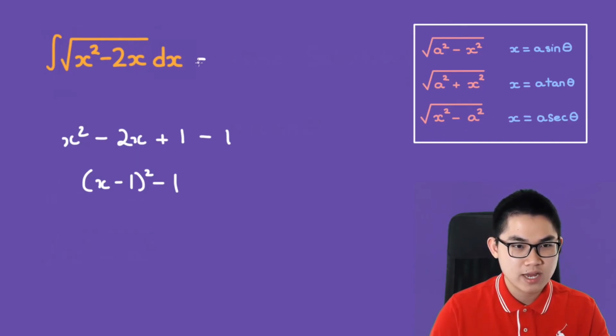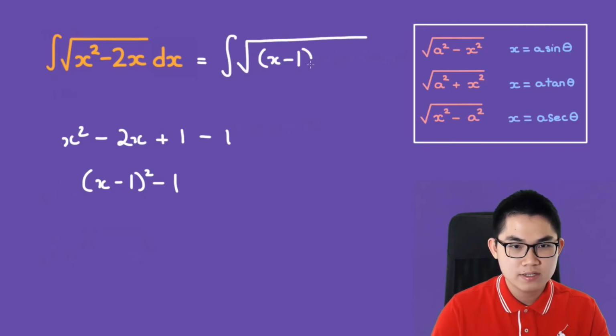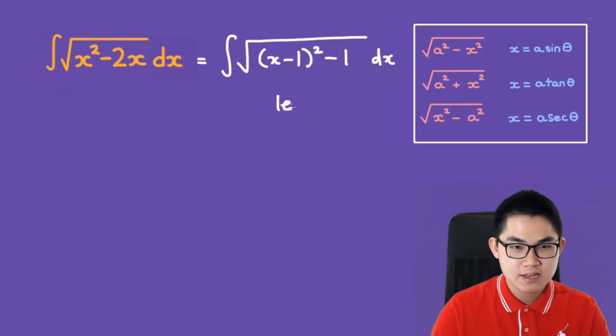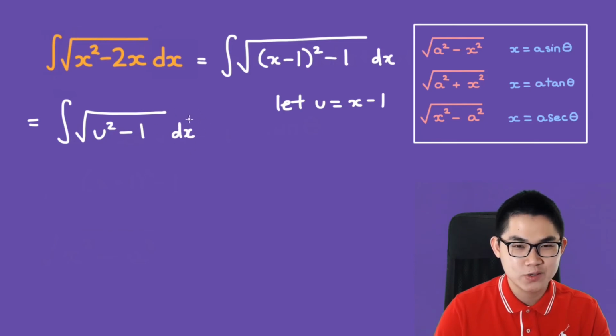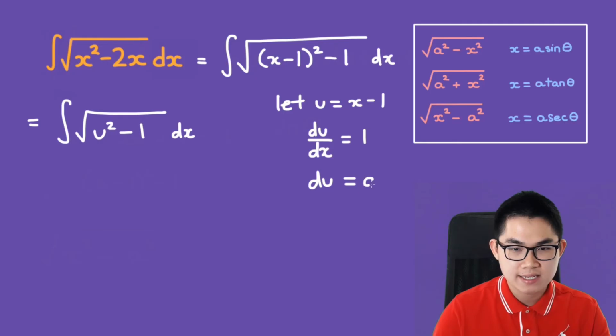So let's go ahead and do that. We have the integral of x minus 1 to the power of 2 minus 1 dx. Then let u equal x minus 1. We have the integral of the square root of u squared minus 1 dx. And we have to convert the dx into the du by doing the derivative. So du over dx is equal to 1. So du is equal to dx.